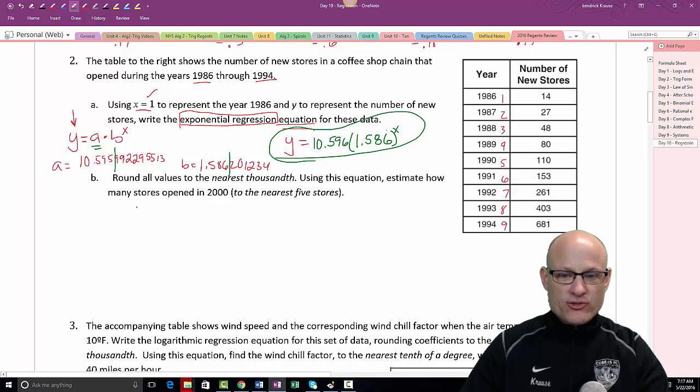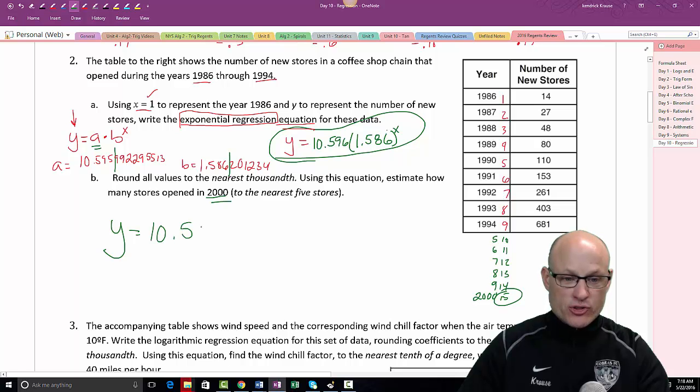Use this estimate to find how many stores open in 2000. So I got to get to 2000. So 95, 96, 97, 98, 99, 2000. 10, 11, 12, 13, 14, 15. I want to find the year 15. It's 15 years. So I'm going to write this equation. All I got to do is y equals, and you need to put this in here. If you don't show this work, you lose credit for not explaining what it is you're doing. So 1.586 to the 15.